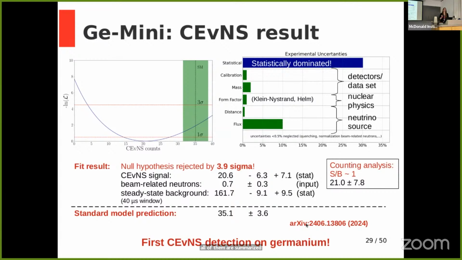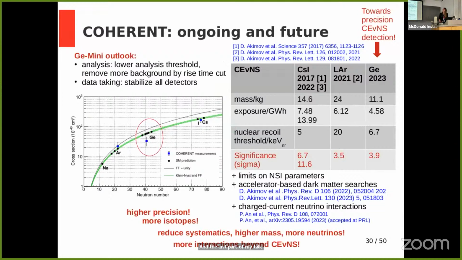If you want to know about all the details, see the publication. In the last part of my talk, I want to give a bit of an idea of what will happen in the future for Germanium and for COHERENT. This is first of all an overview of all the COHERENT results, and you can already get an idea comparing the exposure here. Germanium, with the smallest exposure, already gets 3.9 sigma from 3 weeks of running, which means that if we collect much more data, it would be a great precision test of the standard model.